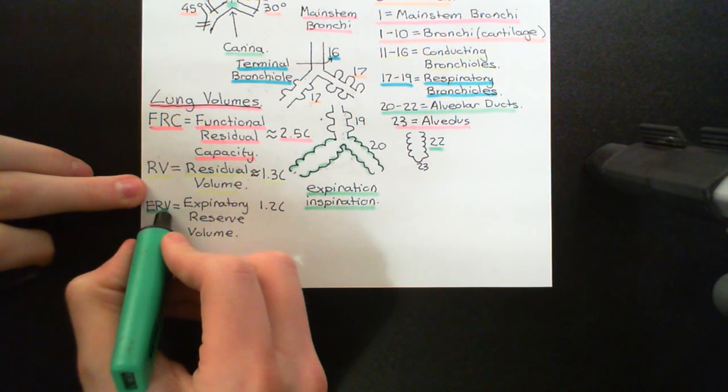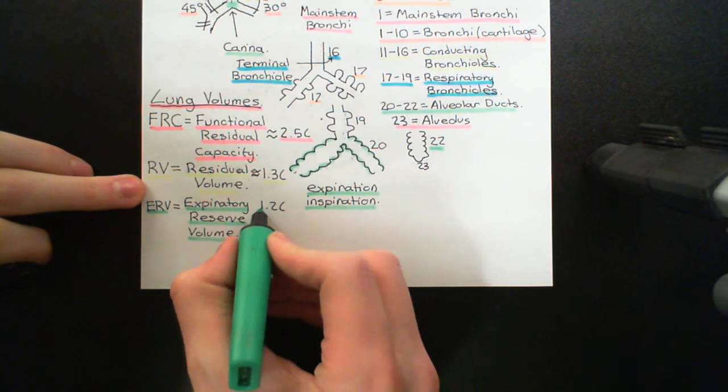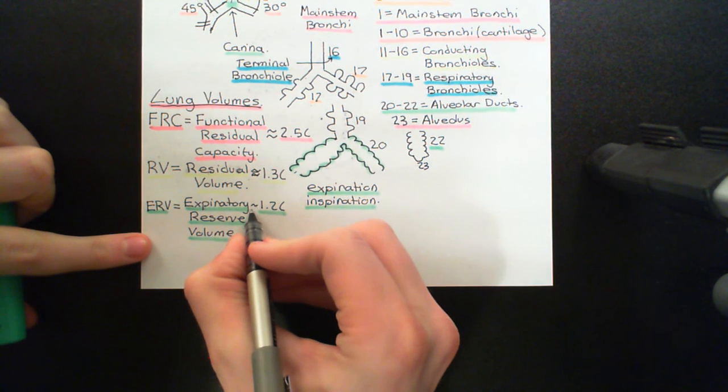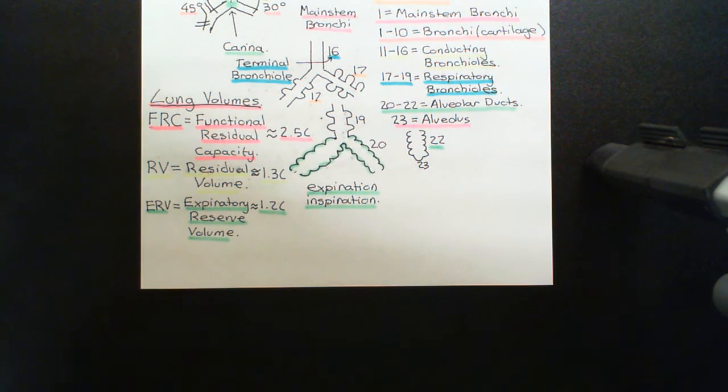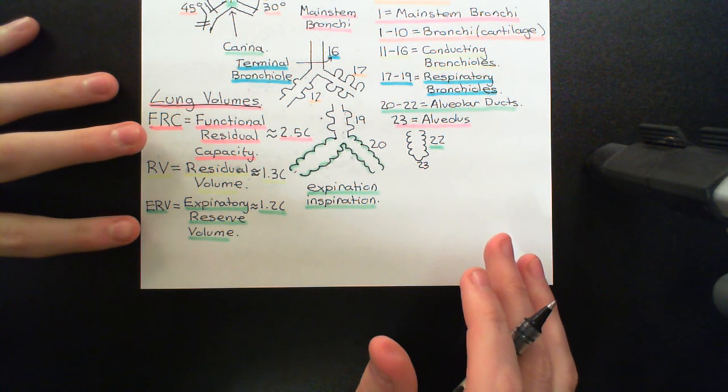Okay, so functional residual capacity, we divide that into the expiratory reserve volume, which is the volume of gas that you can expire if you really want to, if you forcibly expire it, and the residual volume, which is the volume that you cannot expire, try as you might. So that's functional residual capacity.